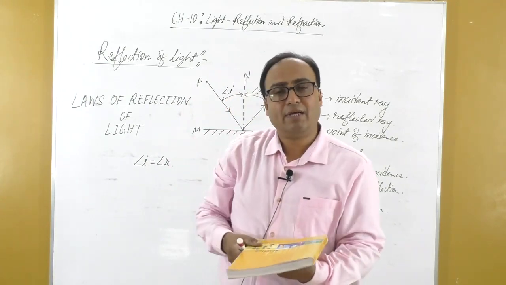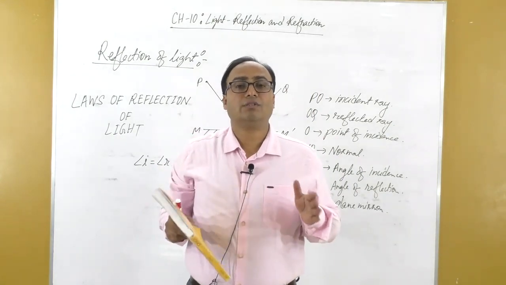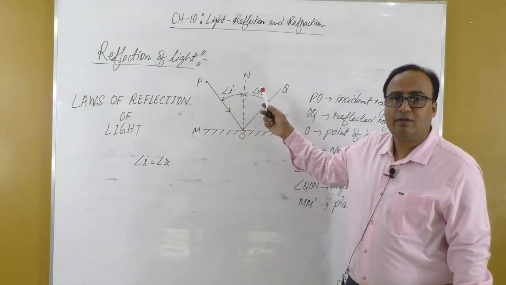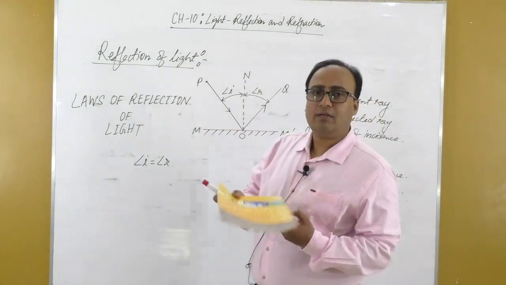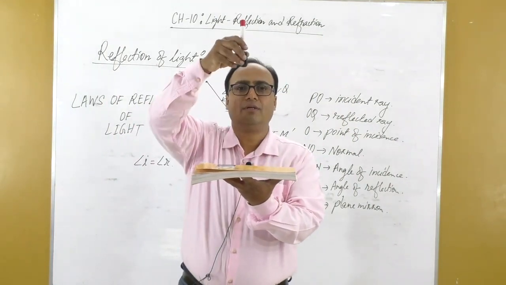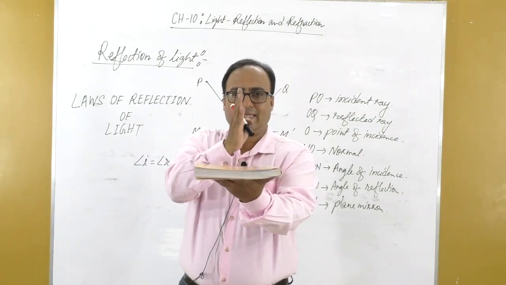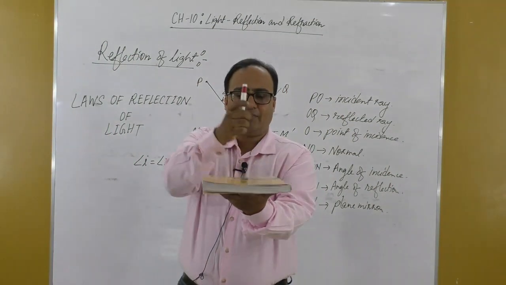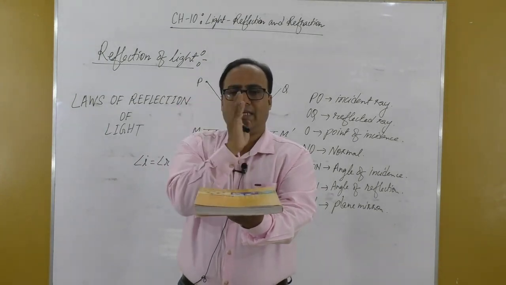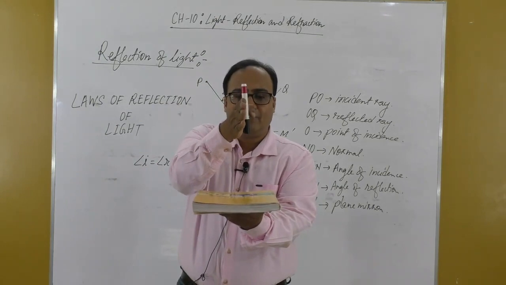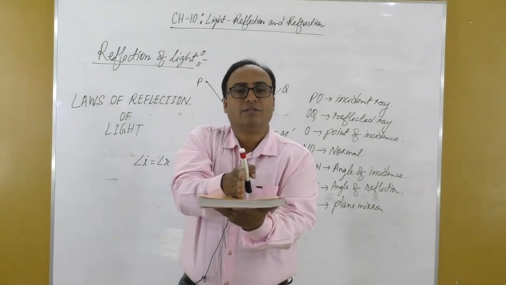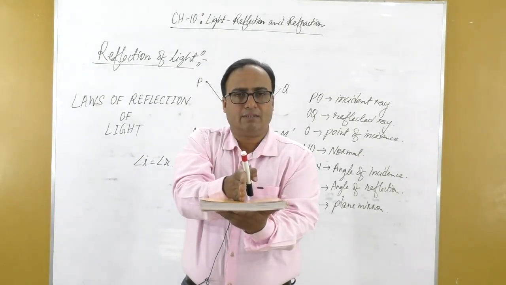Okay, so if I ask you what are the two laws of reflection, they are angle of incidence is always equal to the angle of reflection, and second one, the incident ray, the reflected ray and the normal, they lie in the same plane. They lie in the same plane like this: incident ray, reflected ray and normal, and this is the plane. And more properly, that plane is perpendicular to the reflecting surface. So these are the laws of reflection of light.